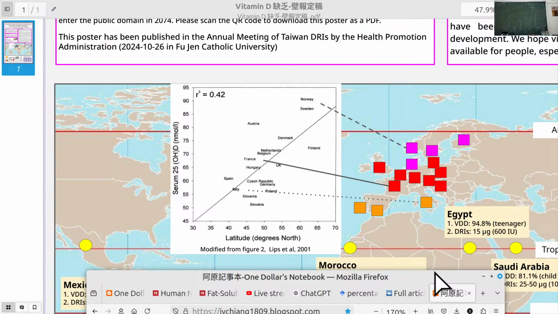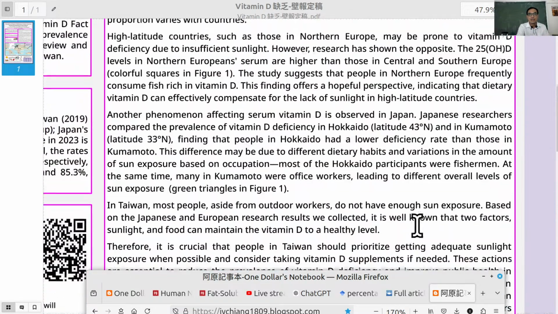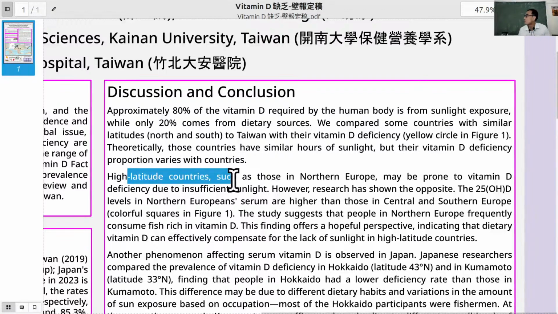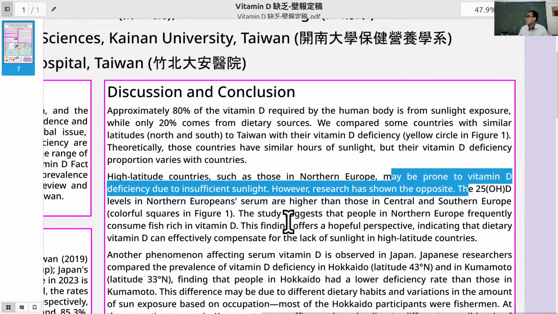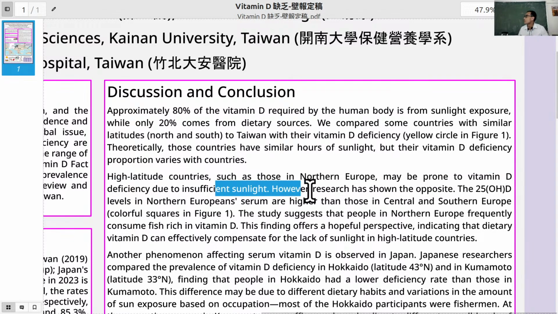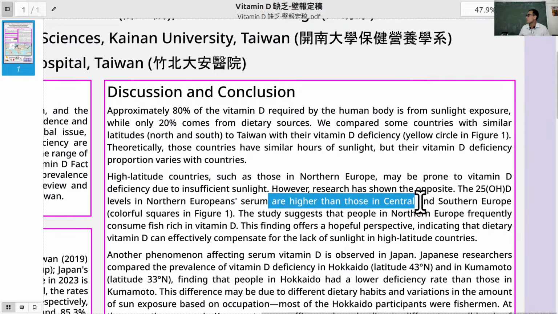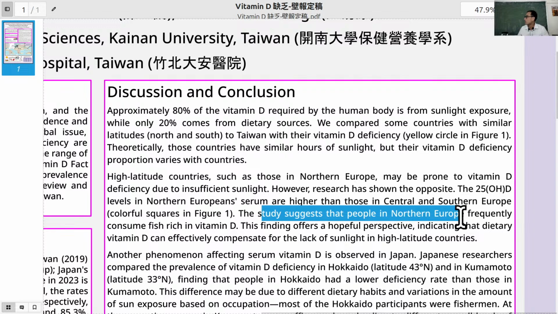Okay, it's very interesting. So now we can move to our discussion and conclusion. High latitude countries such as those in Northern Europe may be expected to have sufficient sunlight. However, research has shown the opposite. The 25-hydroxyl vitamin D levels in Northern European serum are higher than those in Central and Southern Europe. Okay. Then this suggests that people in Northern Europe frequently consume fish rich in vitamin D.